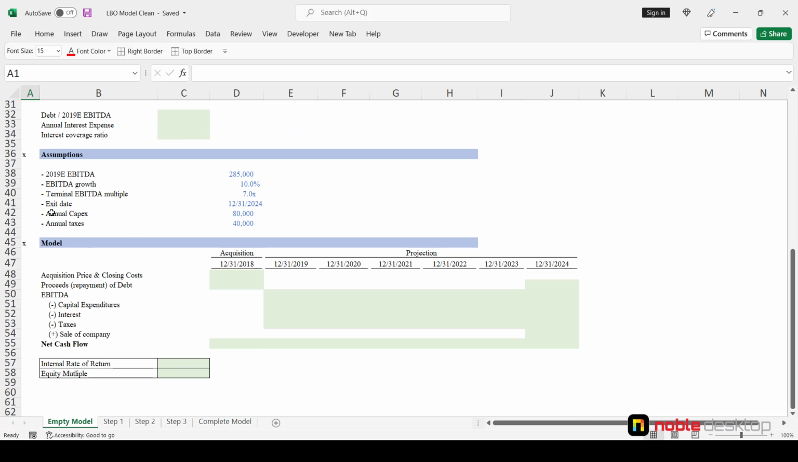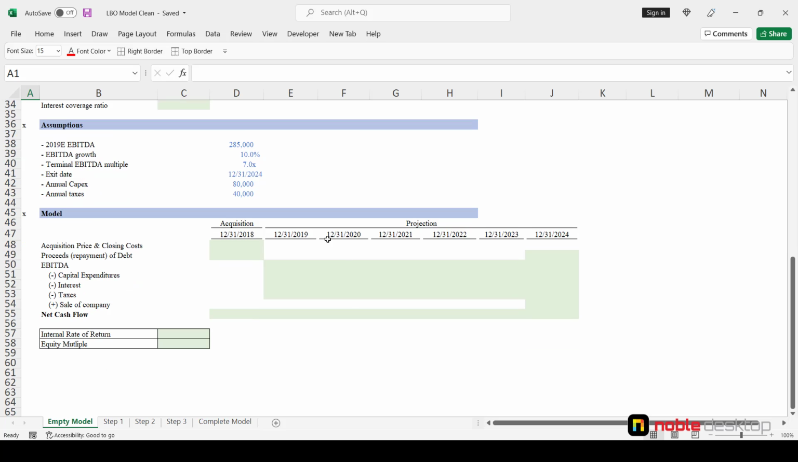And then, using the assumptions, we would create a model and calculate the net cash flow, which we will use to calculate internal rate of return, the metric that estimates the profitability of potential investments, and equity multiple, which is defined as the total cash distribution received from the investment divided by the total equity invested.